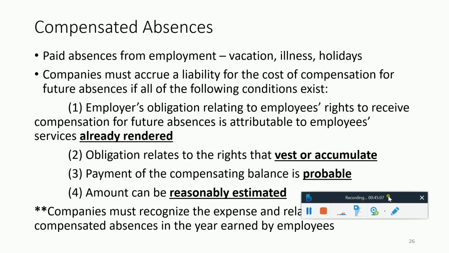Now, you might say, well, why is there any uncertainty about the amount that can be reasonably estimated, right? So you may earn the time off this year, but you might not take the time off until next year. And between now and then, you might change jobs and get a higher salary. You may just have a merit increase. And so it is somewhat challenging at times to be able to calculate what that value of that liability should be.